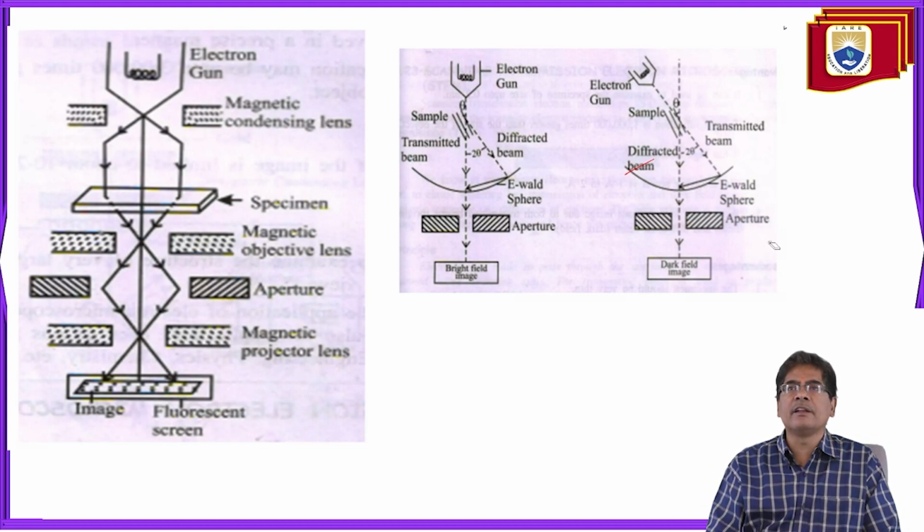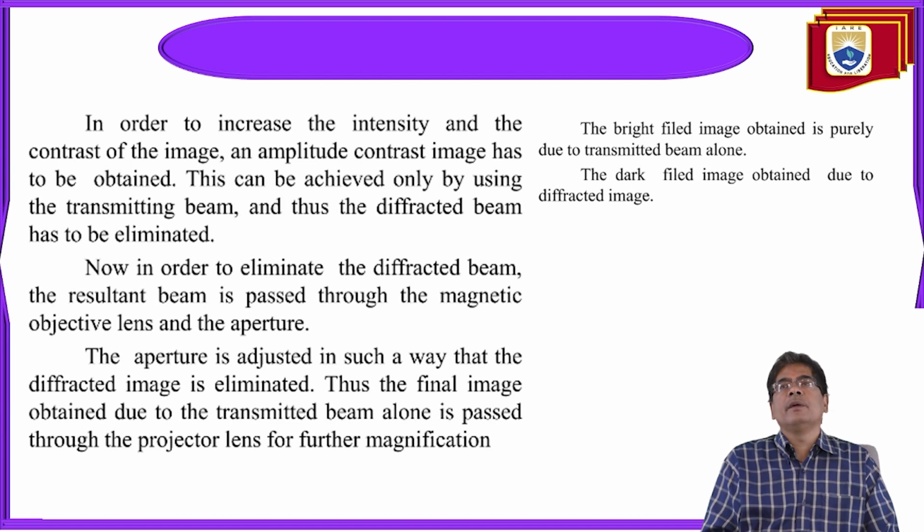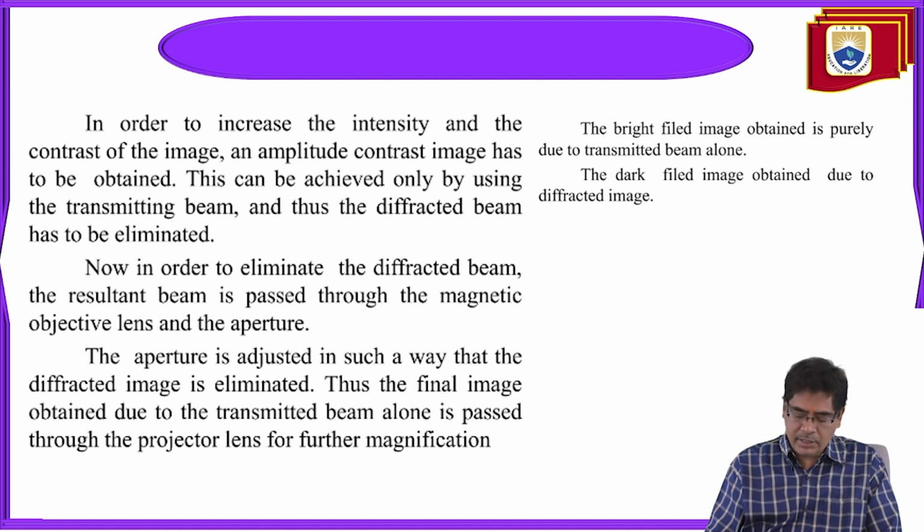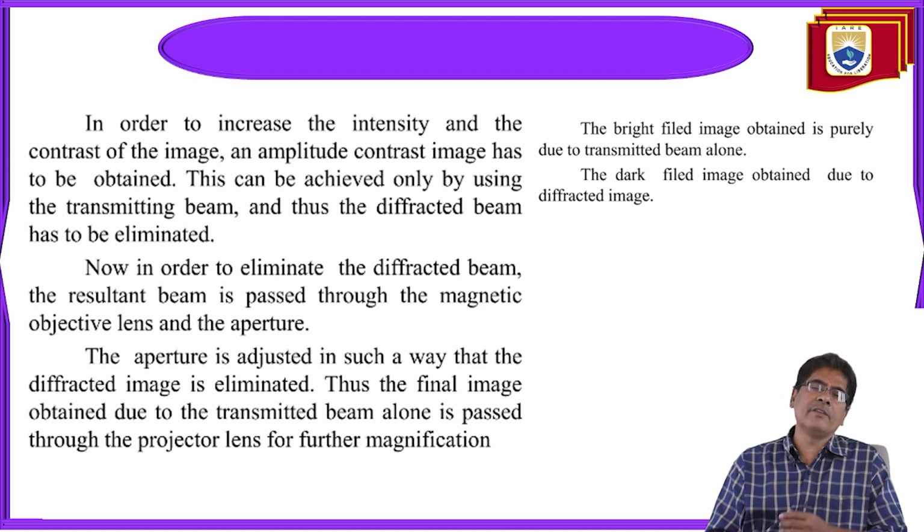The diffracted beam and the transmitted beam. So the bright field image obtained is purely due to the transmitted beam alone, whereas in the case of dark field, we obtain it due to the diffracted beam. So this is how we can find the bright field and the dark field, where one is due to transmission and the other is due to diffraction.